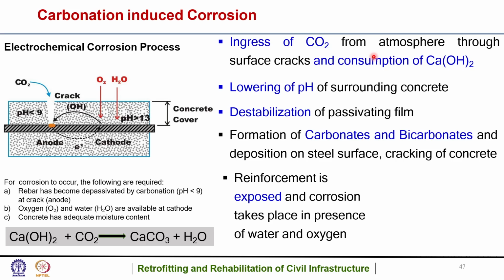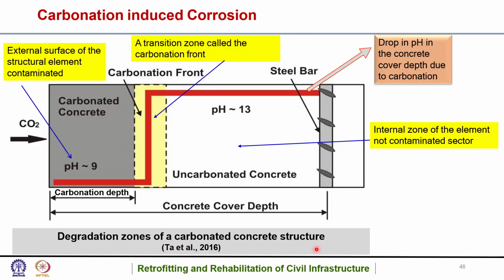So the steps are: ingress of CO2 from the atmosphere through surface cracks and consumption of calcium hydroxide, lowering of pH of the surrounding concrete, destabilization of the passivating film, formation of carbonates and bicarbonates and deposition on the steel surface, cracking of concrete, the reinforcement is exposed, and corrosion takes place in the presence of water and oxygen.